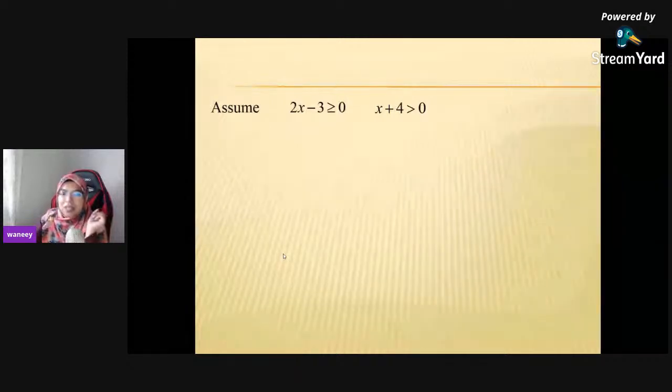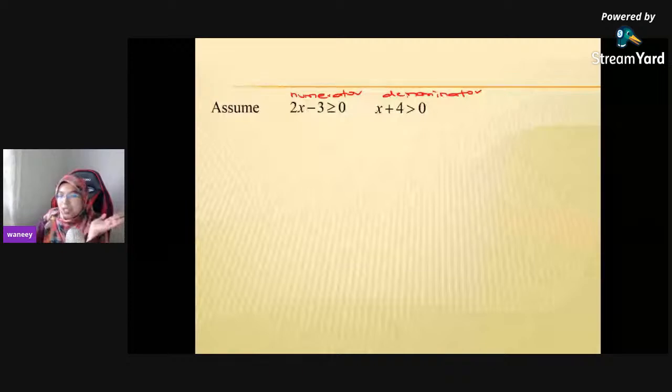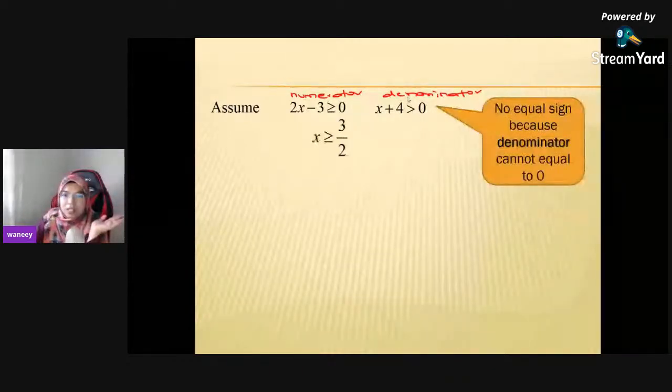Okay, so now assume that this is for the numerator. So for our numerator, 2x minus 3 should be greater than or equal to 0. So we're going to apply the equal sign because in our question just now, we have the equal sign. For your denominator, it should always be greater than 0 only with no equal sign. And then simply make sure to have x as the subject. So x will be greater than or equal to 3 over 2. Another one is x greater than negative 4.